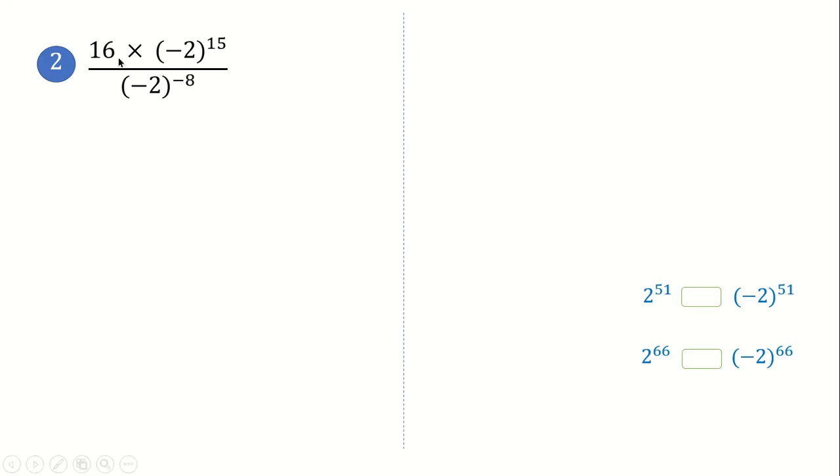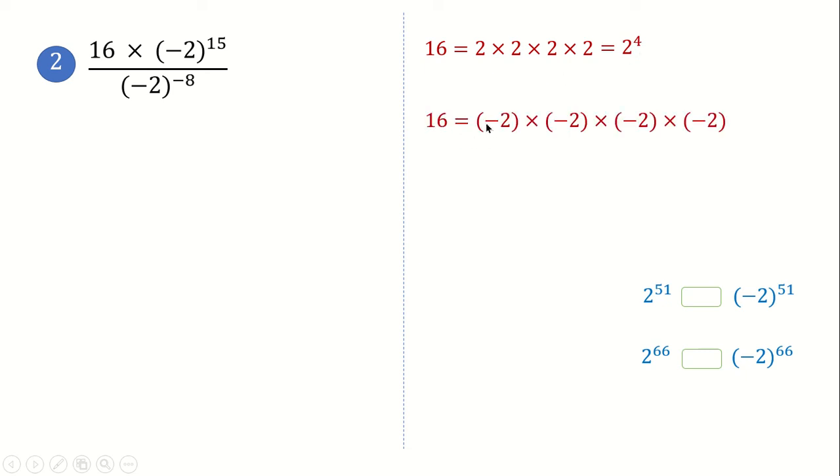We have got 16 times negative 2 to the power of 15 divided by negative 2 to the power of negative 8. Okay? But look, 16 is the same as 2 times 2 times 2 times 2, which is the same as 2 to the power of 4. But also, 16 can be negative 2 times negative 2 times negative 2 times negative 2, which is the same as negative 2 to the power of 4. So actually, 2 to the power of 4 is the same as negative 2 to the power of 4.